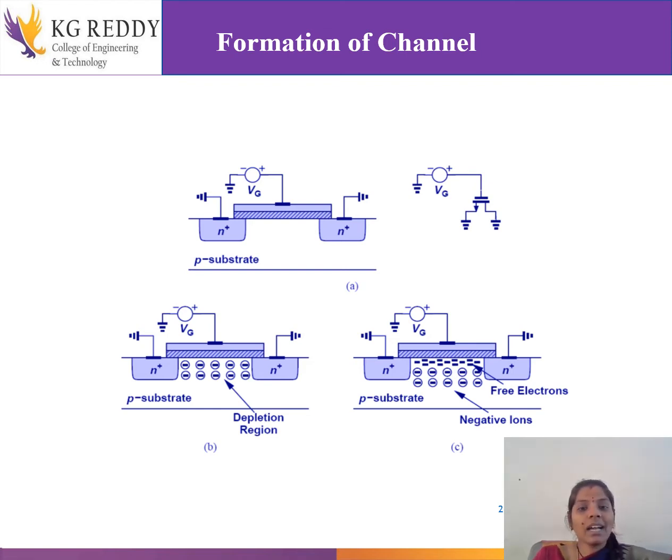Once I start applying a gate voltage, as we know, the gate will control the current in the device. With the help of this gate control, the device will operate. When I apply some gate voltage, P type means the majority carriers are holes, so you need to observe holes in the substrate. But now you are observing electrons, right?